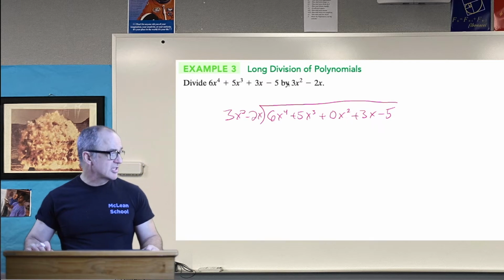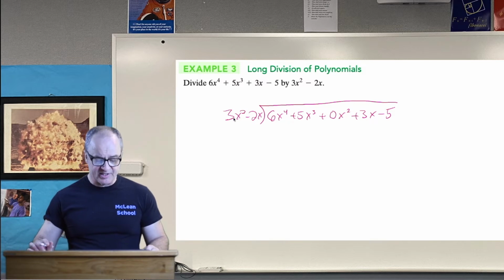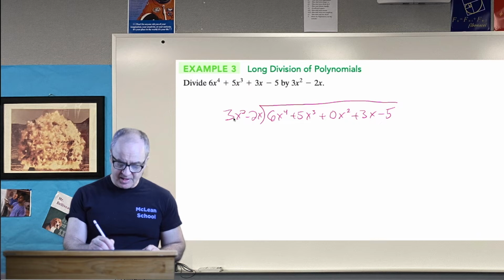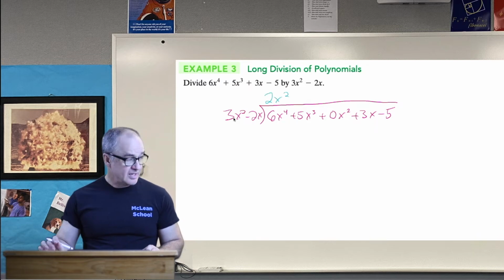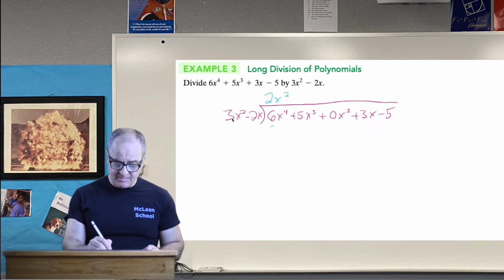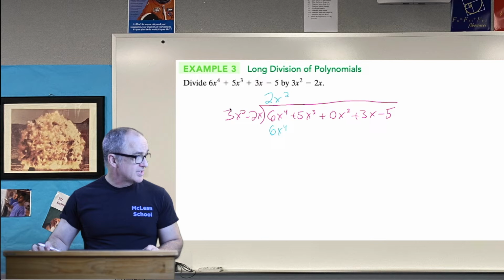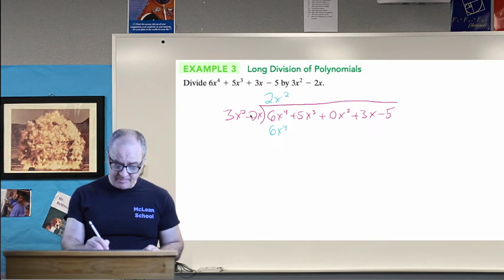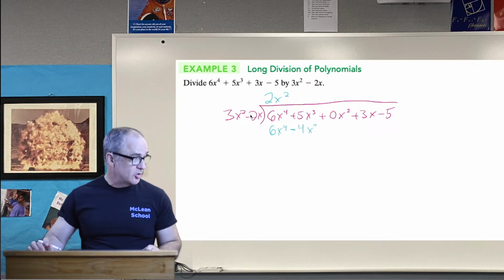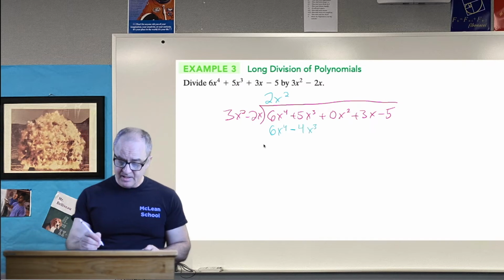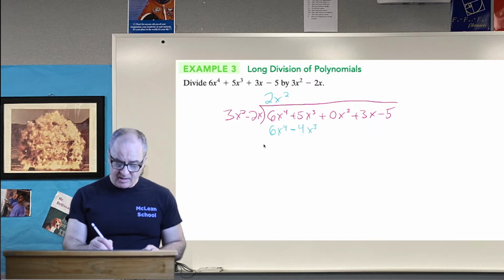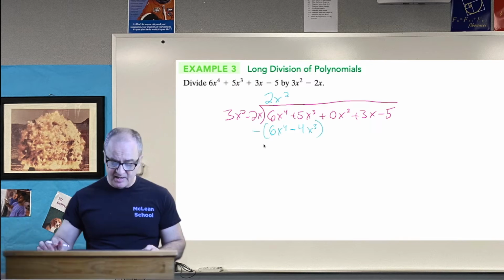Okay, so now I'm going to ask myself, what would I multiply by 3x squared that would get me 6x to the fourth? And the answer would seem to be 2x squared. So 2x squared times 3x squared does get me 6x to the fourth. And once again, I have to distribute. 2x squared times 2x would get me minus 4x cubed. Okay, cool. So now, parentheses, minus sign, 0, good.